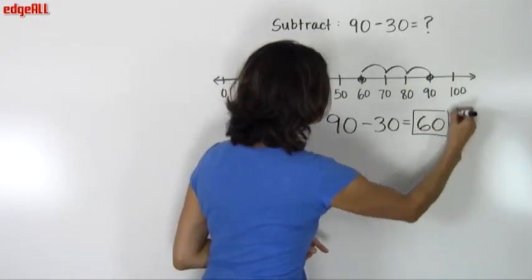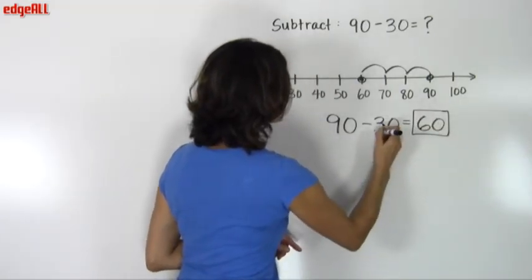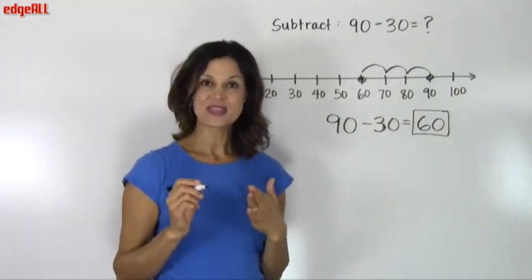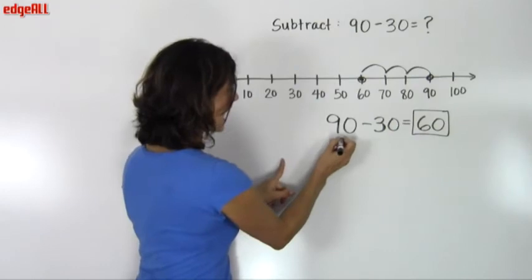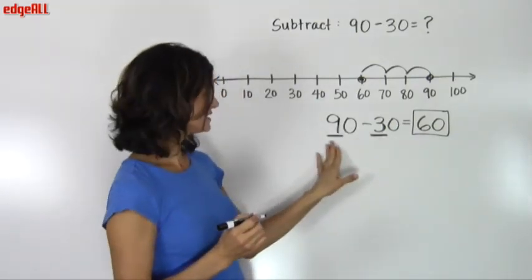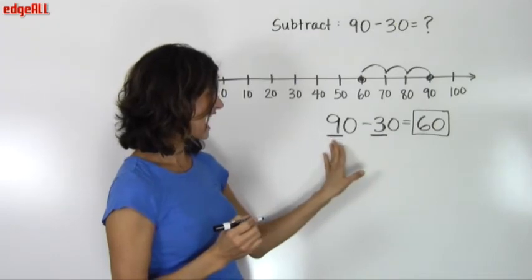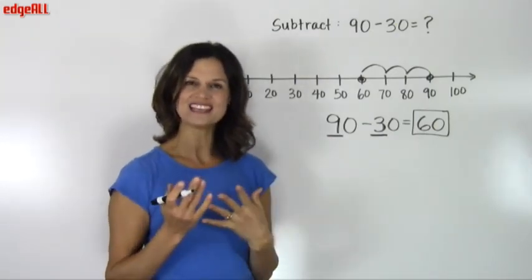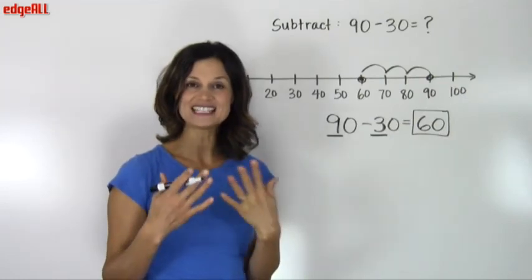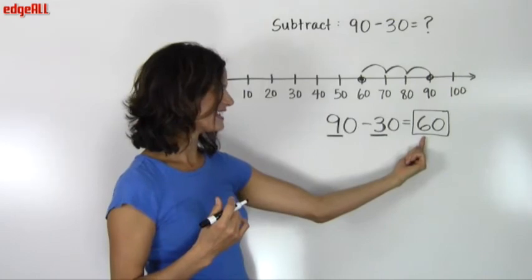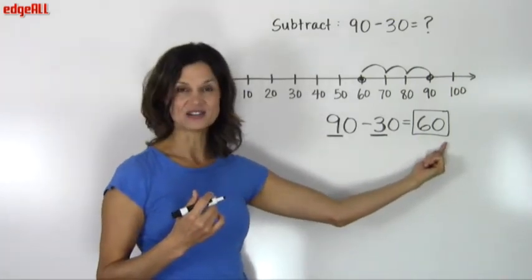90 minus 30 equals 60. We can also see that using the technique that we looked at the beginning of this lesson, if we simply look at the numbers in the tens place of these two numbers here, we have a 9 and a 3. And so we learned before that all we need to do is simply subtract the digits in the tens place and write that answer and then add a 0 to the end.